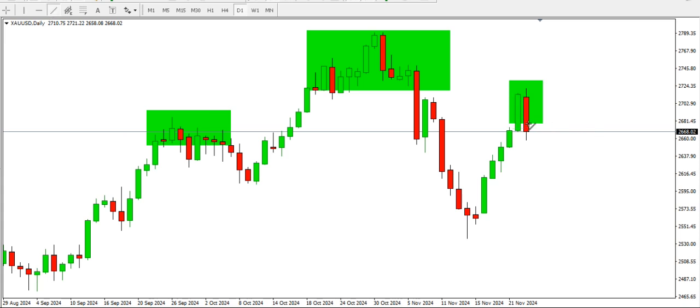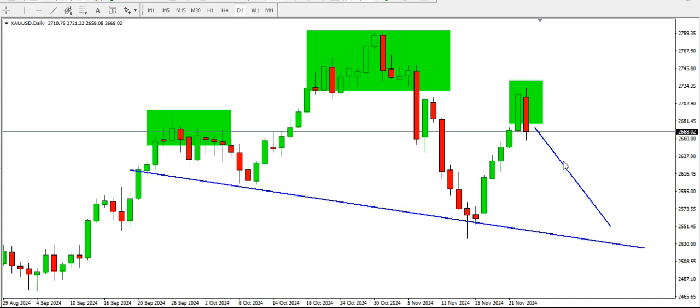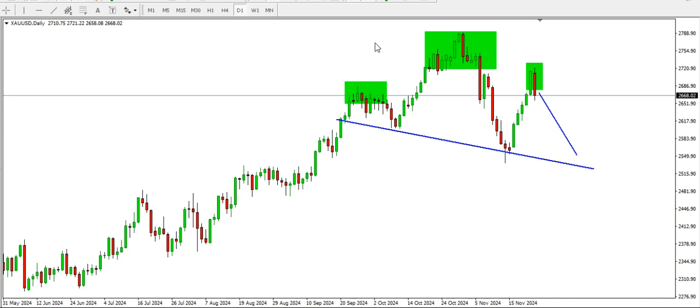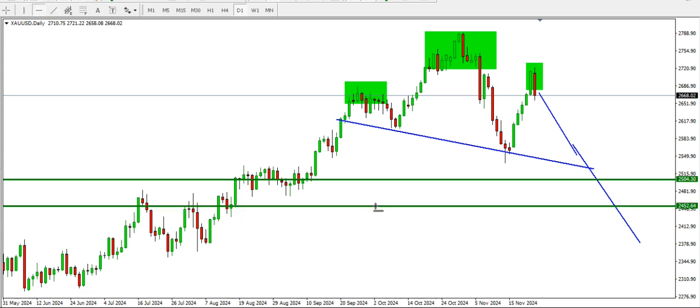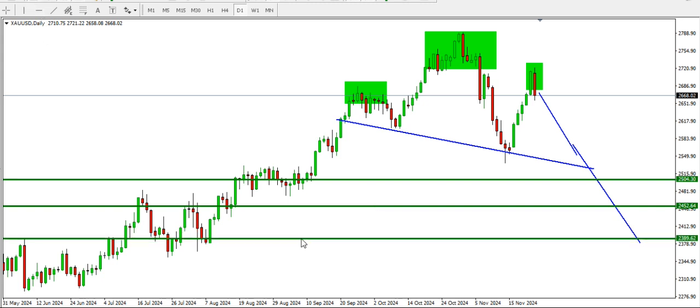If this happens to be a right shoulder, on break of the neckline we might see price drop further. If price is going to drop, we might see price drop to first of all test this particular order block around here on the daily time frame, which is the 2500 area. We also have another order block level here at the 2450 area. Then we have another one at the 2389 area, but that is if this particular right shoulder forms, and we have a head and shoulders pattern.